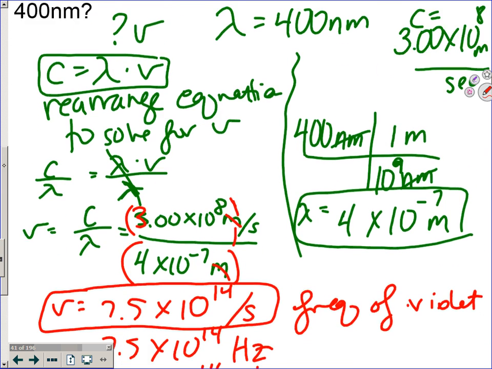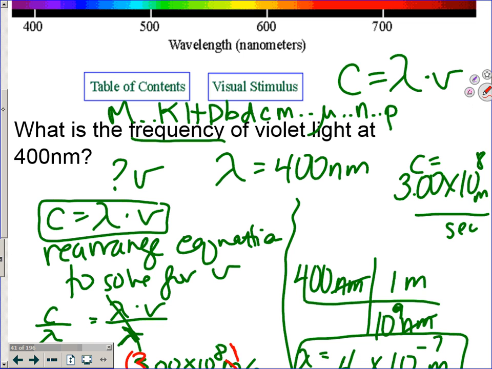So let's review what we did though. We read the question. We saw the frequency was the question. We saw that the given was the 400 nanometers. The only relationship we know right now between frequency and wavelength is this relationship right here. We know that C is equal to lambda times frequency. C is the speed of light. So that's why down here I wrote that so you can remember that.